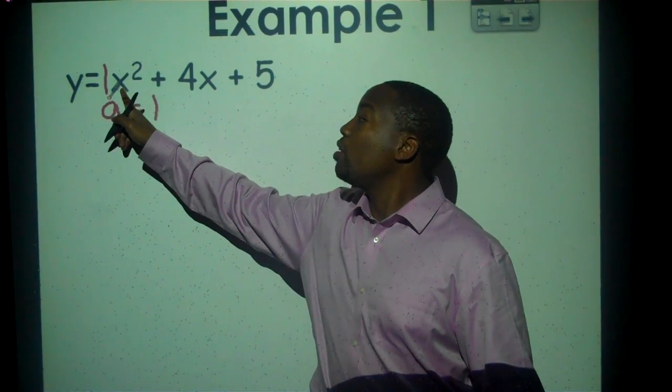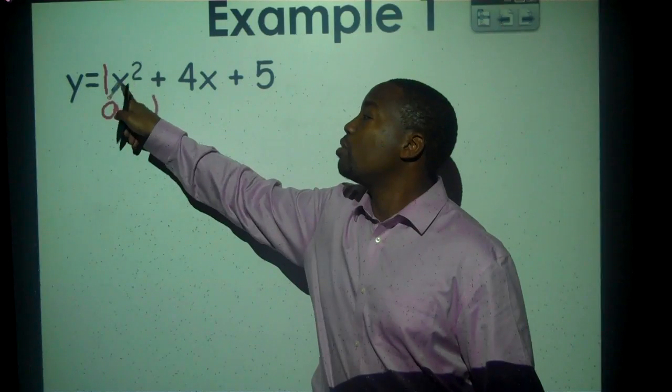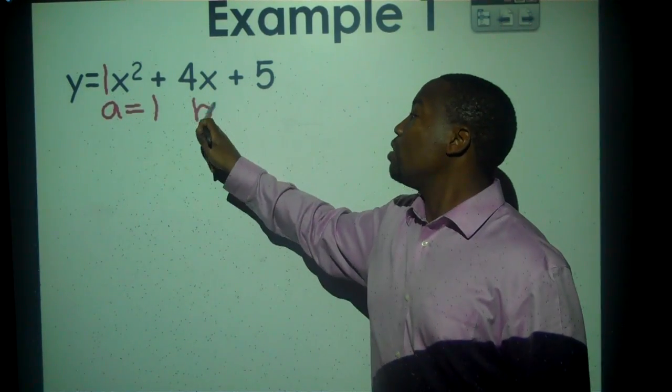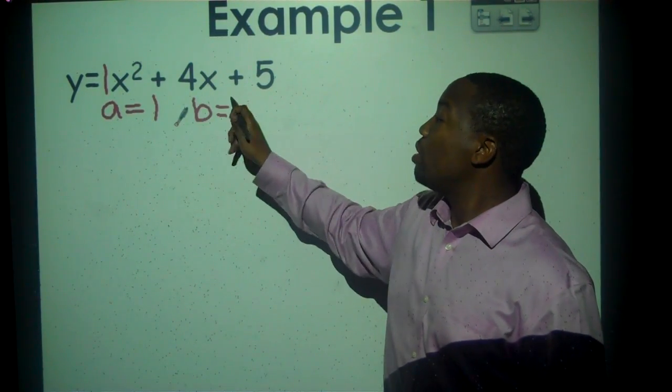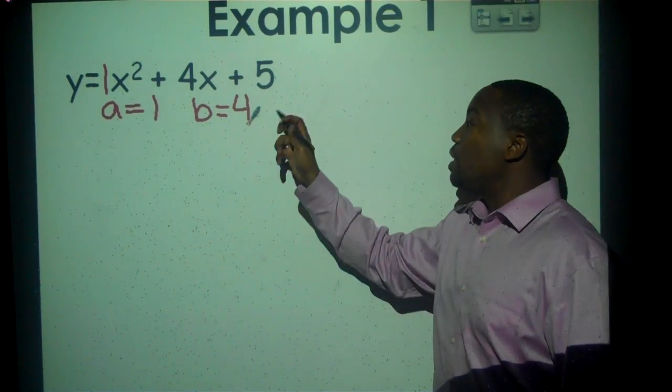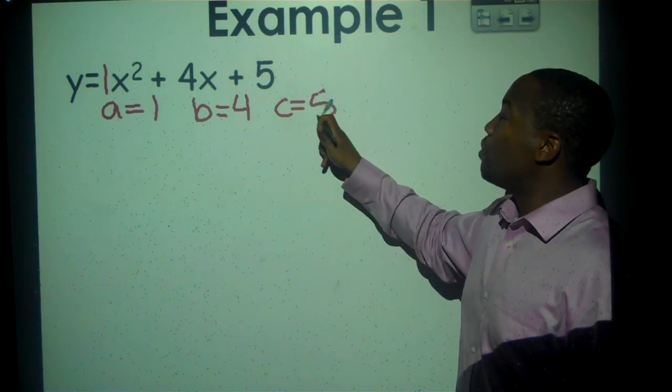It's the number in front of x squared. So my b is also the number in front of x, which is 4. And my c is just the constant itself, 5.